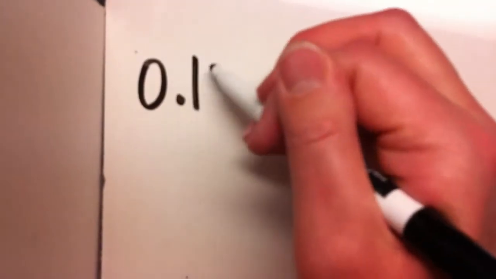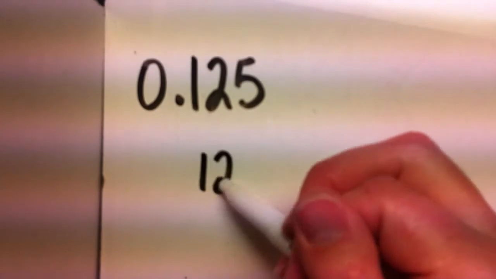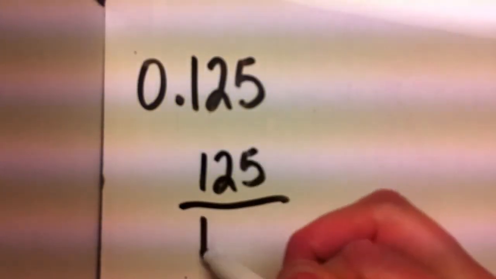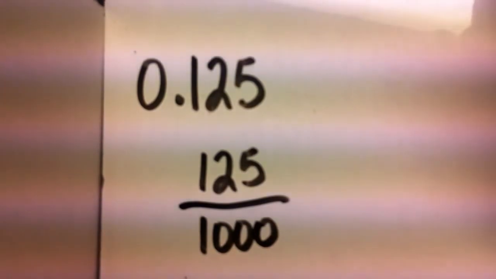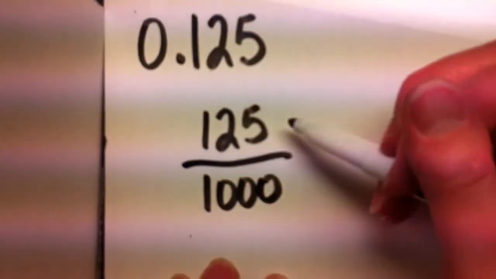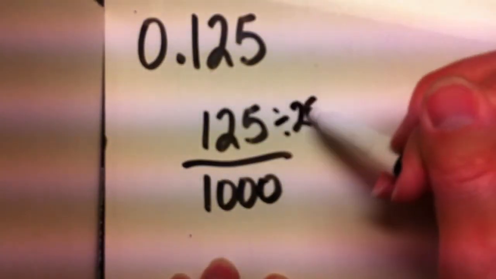So let's take 0.125. If I were to say this correctly, this is tenths, hundredths, thousandths. So this is 125 thousandths. So I'm going to write it as 125 over 1,000. Now all I have to do is simplify. Now I know because it ends in 25, they can both be divided by 25.